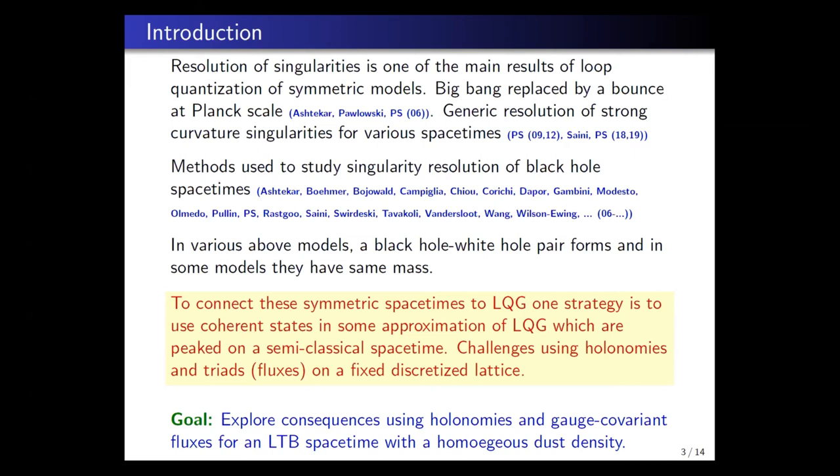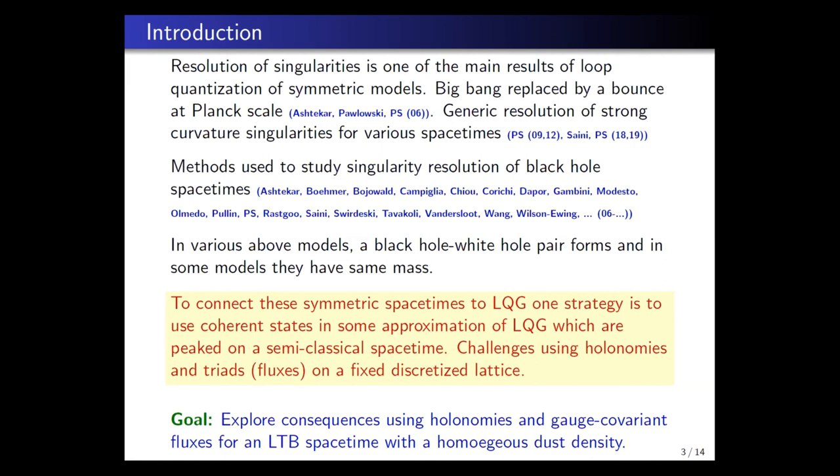Now, if you're working with coherent states, there are various challenges which arise if you want to use holonomies and triads or fluxes, if you have a fixed discrete lattice. All of these models which have been studied so far in loop quantum cosmology and in black hole quantization or spherically symmetric models are all based on the non-graph changing Hamiltonian, or the fixed discrete lattice. If you have a fixed discrete lattice like that, then various issues arise when you are working with fluxes on the coherent states. One of the issues, for example, is that if you look at all the gauge transformations permitted in SU(2), then there is no flux observable you can construct which is invariant under all possible gauge transformations in the inhomogeneous situation.